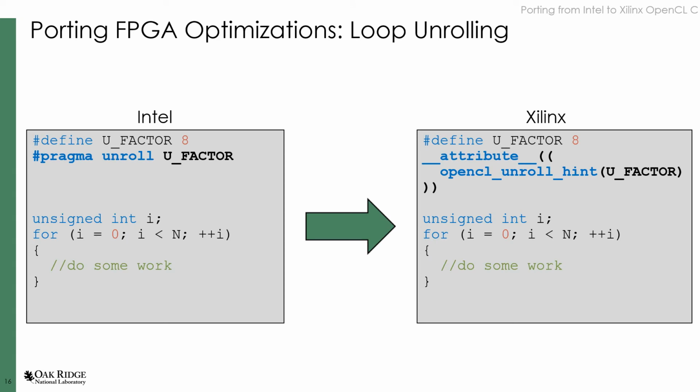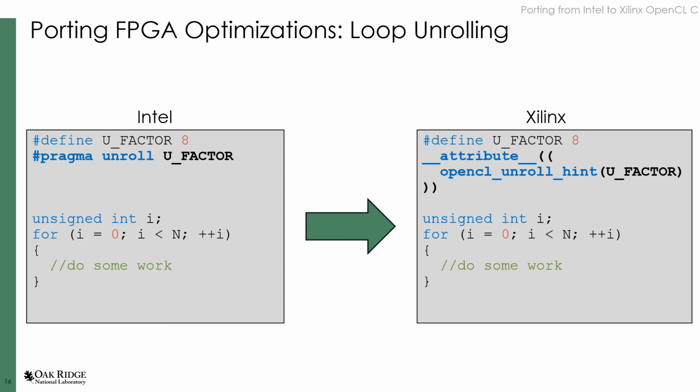Loop unrolling is a strategy employed in HLS that allows the compiler to utilize more of the FPGA's resources in order to spatially replicate the loop body a user-specified or compiler-determined number of times. By doing this, multiple iterations can execute concurrently, which can increase compute throughput.